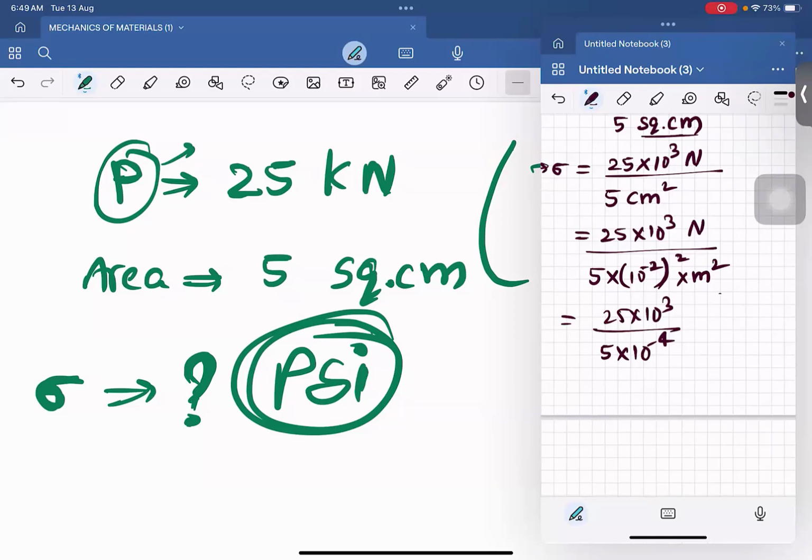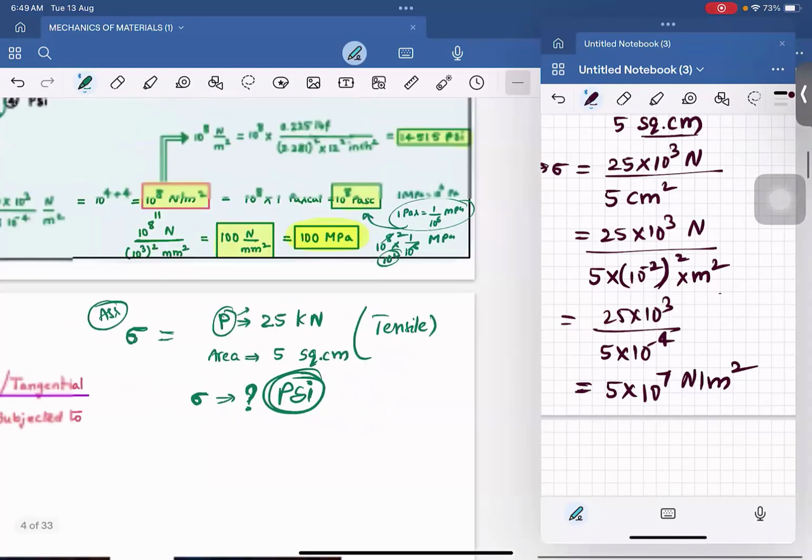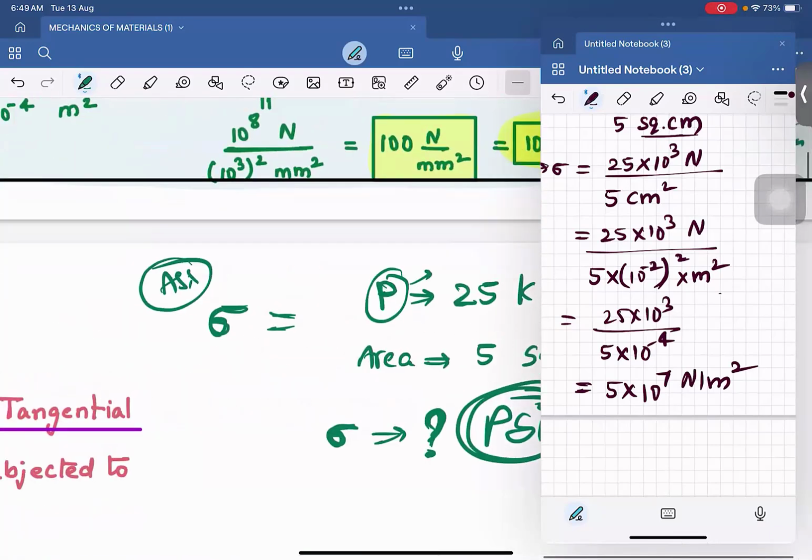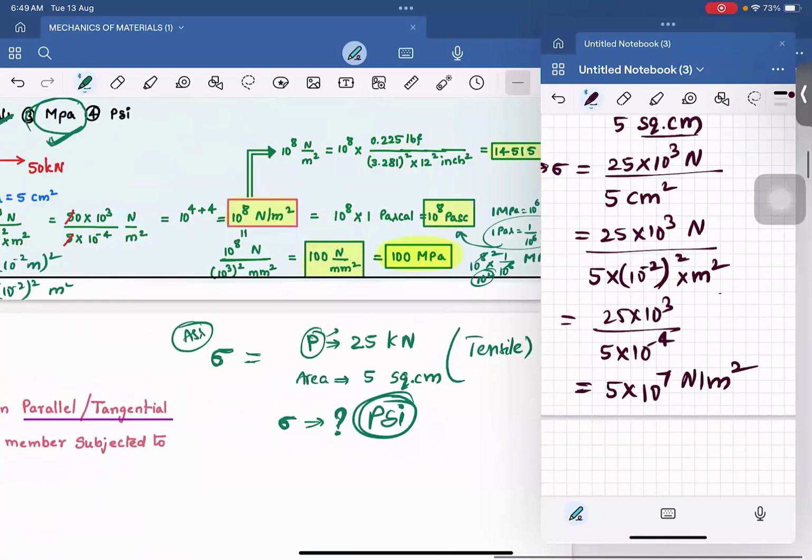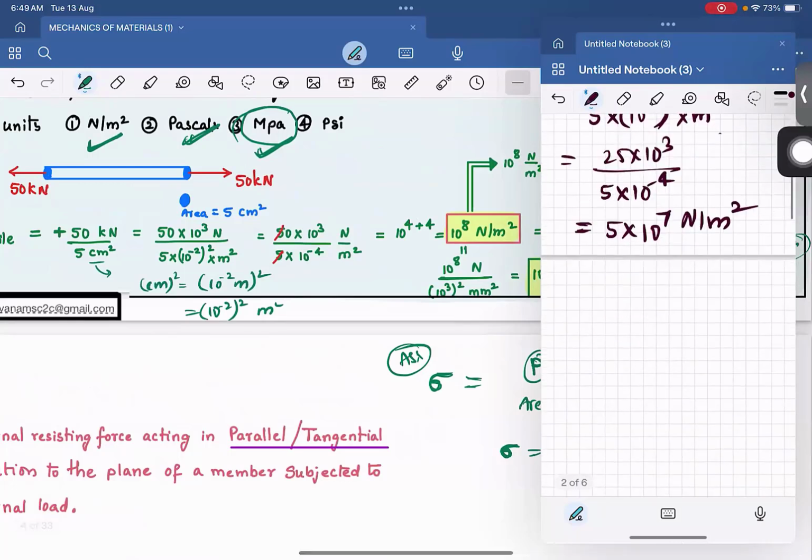How much is it? 5 into so many zeros: 1, 2, 3, 4, 5, 6, 7. 5 into 10 power 7 Newton per meter square. You got the same answer? Okay. Now the answer is not over here. I want my answer in pounds per square inch, that is the USCS unit.